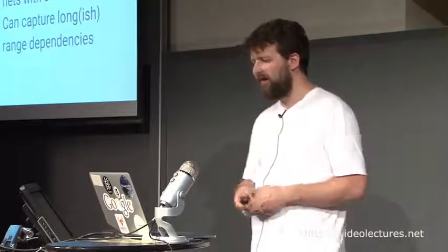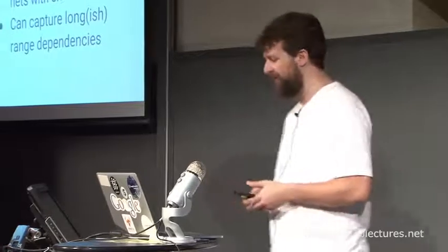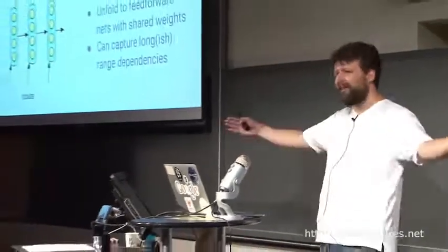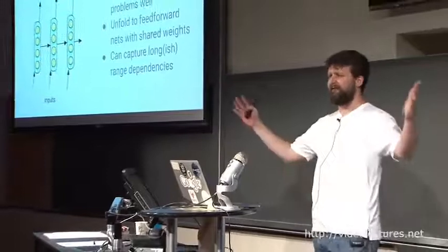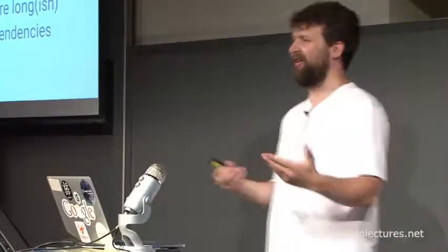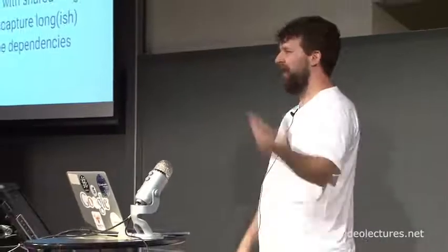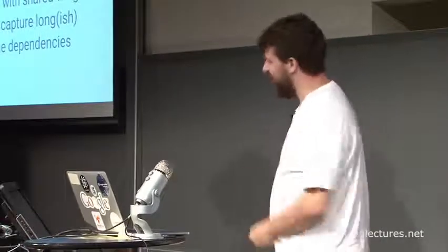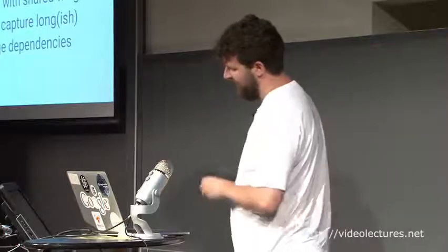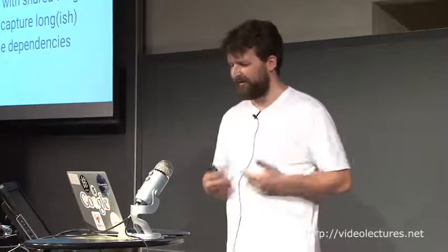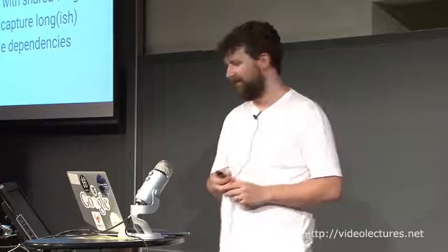RNNs are very popular for language for obvious reasons, because you can unroll them across a sequence to basically form a sort of feed-forward network. They dynamically adapt to variable length sequences. We have a lot of those in language. We have no way of controlling how long a sentence will be in our data set, how many sentences there are going to be in a dialogue, or in a paragraph or document. So it's nice to have this adaptive capacity.